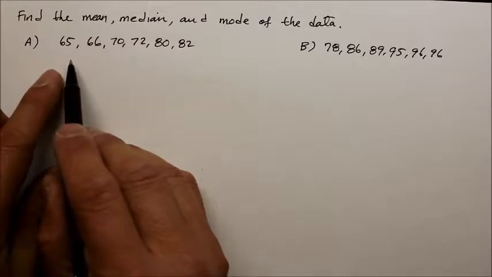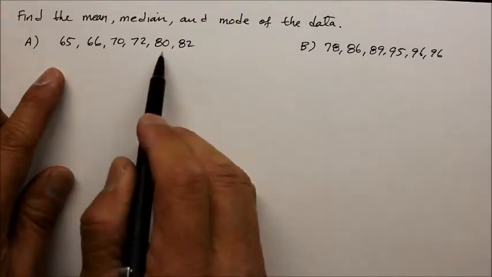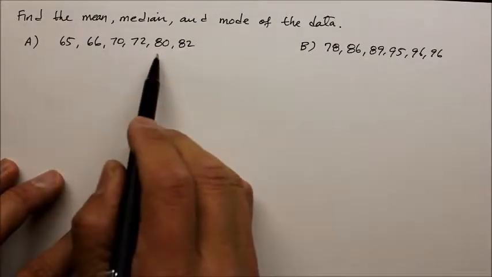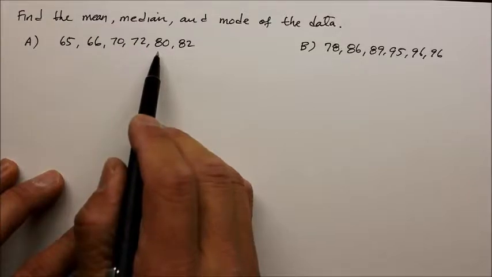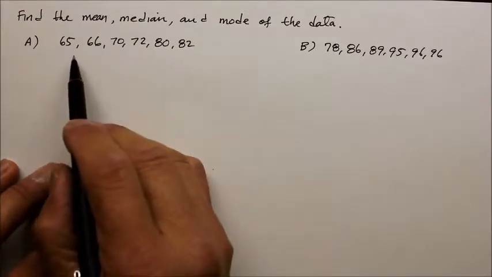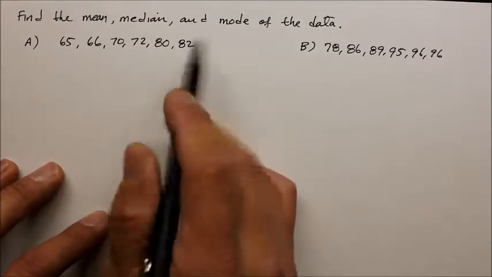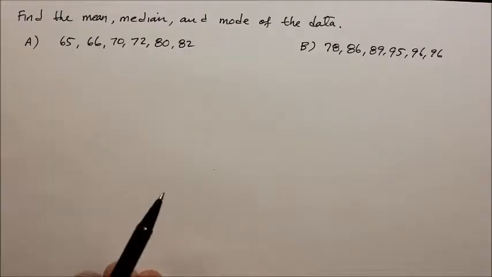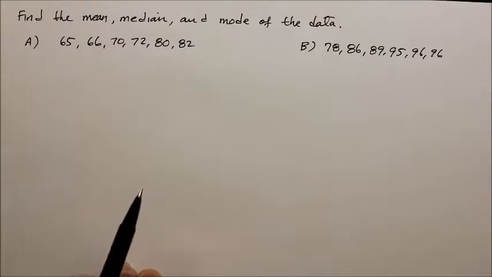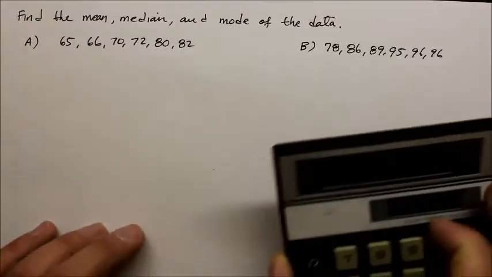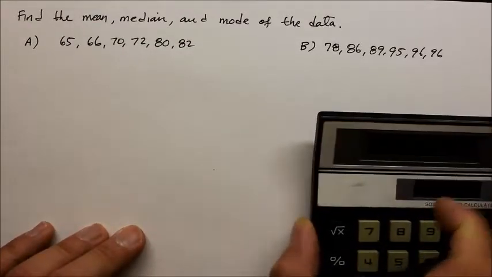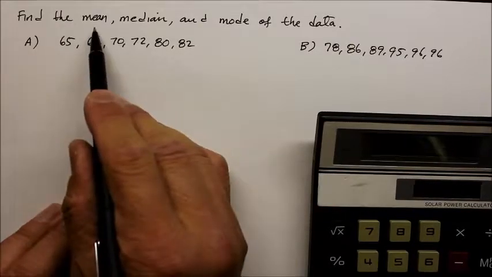So, here's a set of numbers, and this actually represents our other side of the neighborhood. Their kids' test scores are 65, 66, 70, 72, 80, and 82. That's not very good. I mean, it's pretty good. But let's go ahead and find the mean. Mean, as we know, is the average.